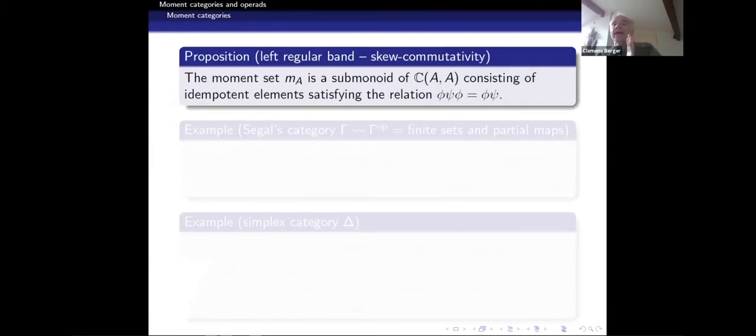Now, I just want to give you one property which is not at all needed in all my talk, but which is a very funny property.